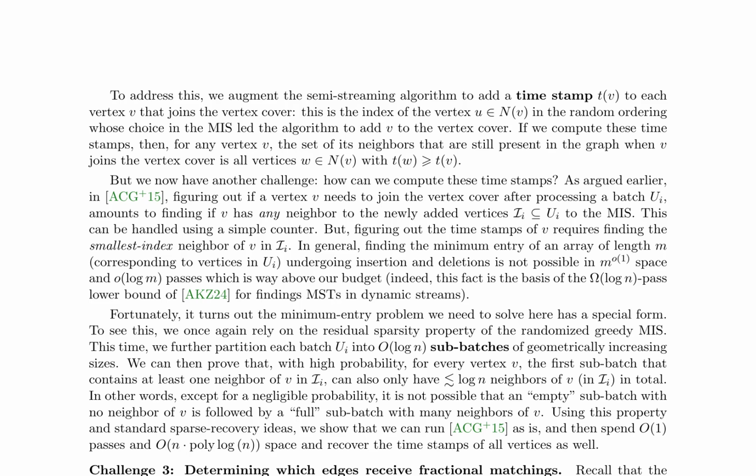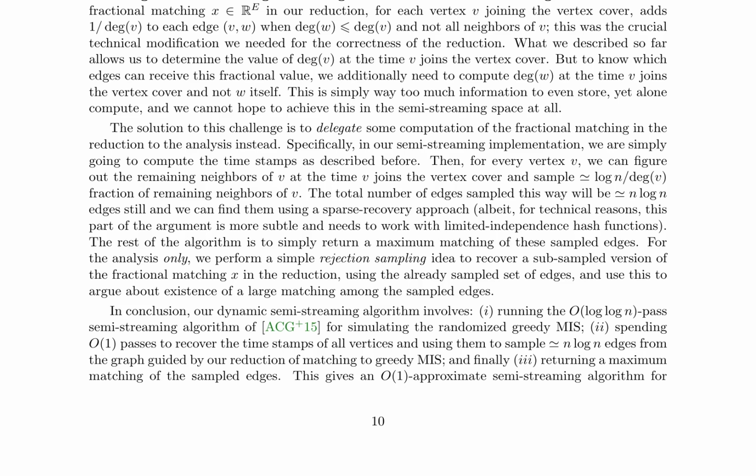Finally, the authors delegate some computation of the fractional matching in the reduction to the analysis. They compute the timestamps and sample approximately a log n / deg(v) fraction of the remaining neighbors of v, so the total number of edges sampled will be approximately n log n, and they can find them using a sparse recovery approach. The rest of the algorithm involves returning a maximum matching of these sampled edges and performing a simple rejection sampling idea to recover a subsampled version of the fractional matching X in the reduction.